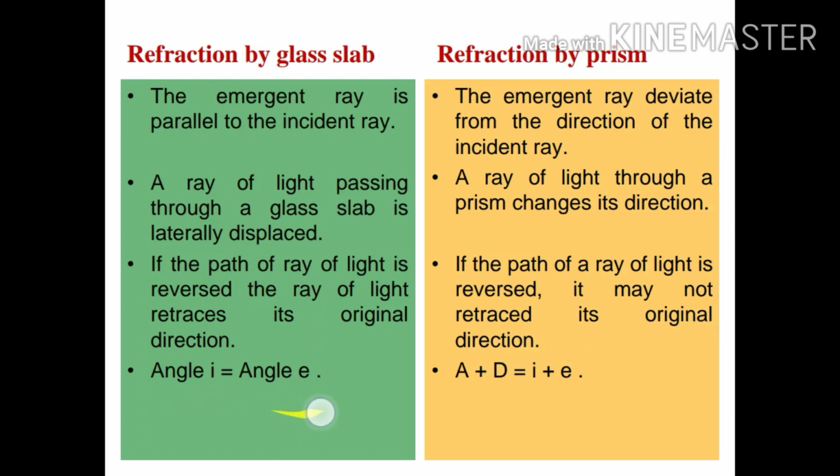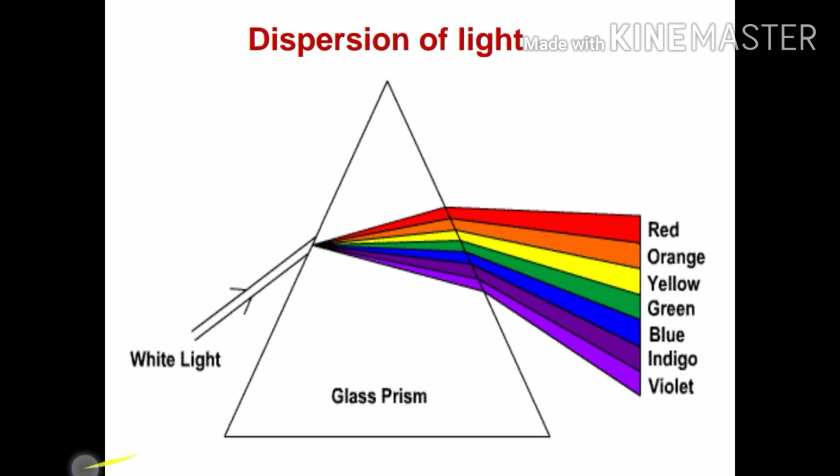Angle I is equal to angle E, and in case of a prism, this relationship should be true. And this is also the result of our practical. That is, the angle of prism plus the angle of deviation, the sum of these two angles, is equal to the angle of incidence plus the angle of emergence. So this relationship is true in case of a glass prism.